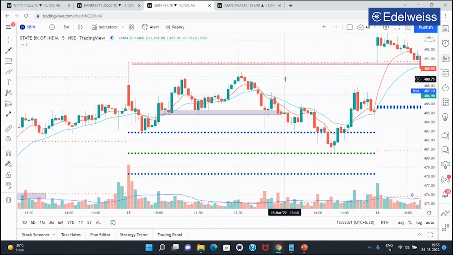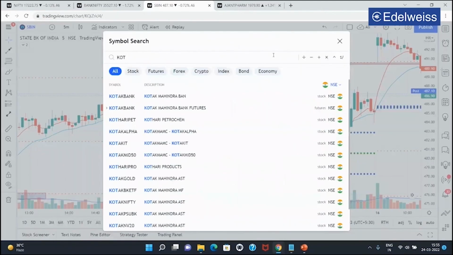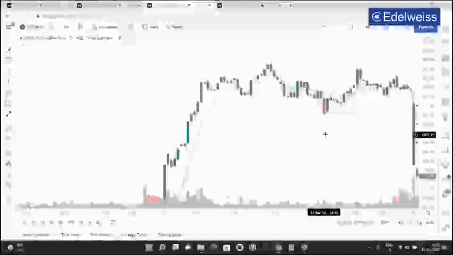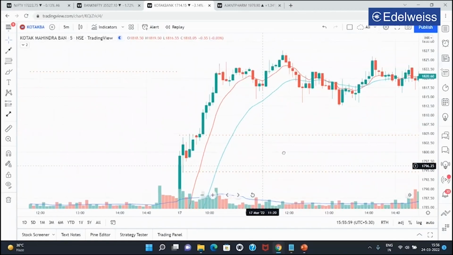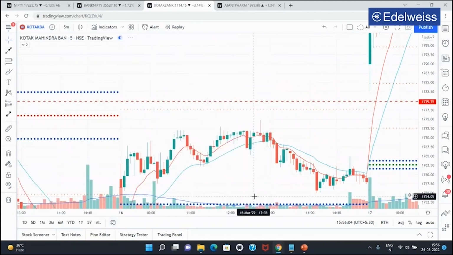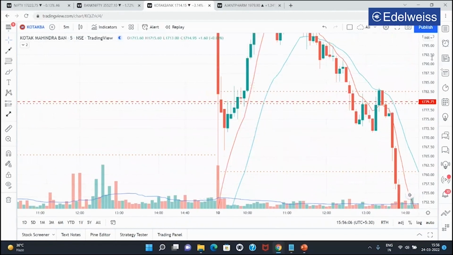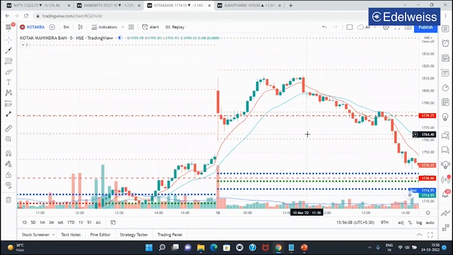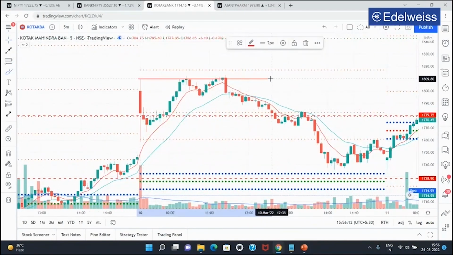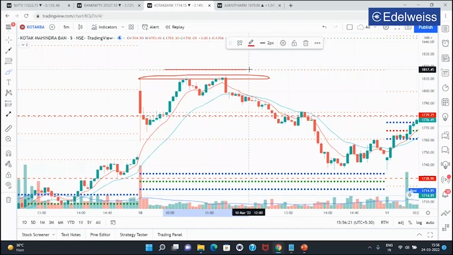Now comes Kotak Bank. Just giving one more example. On 10th of March. See, first red candle, price moved, started falling. You could have shorted over here. Your stop loss is above this pivot as there is a pivot.